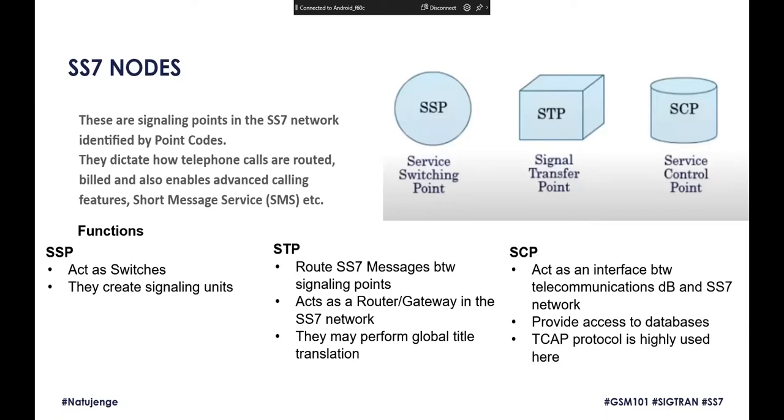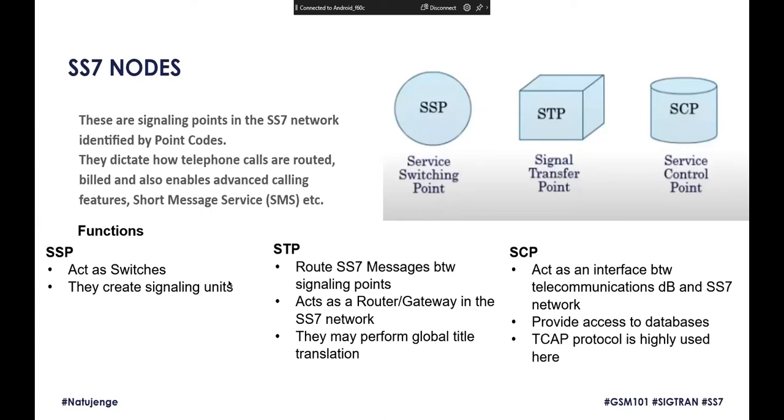The signaling transfer points are basically the routers or gateways in the SS7 network. They are responsible for connecting the SSPs to the SCPs. Then the SCP, the service control point, acts as an interface between the telecommunications database and the SS7 network. It is responsible for providing database access, and it is largely used with the TCAP protocol, as we will see in the upcoming sessions.